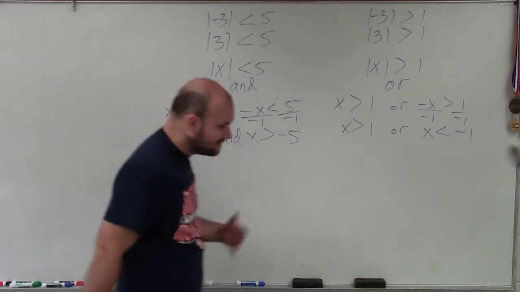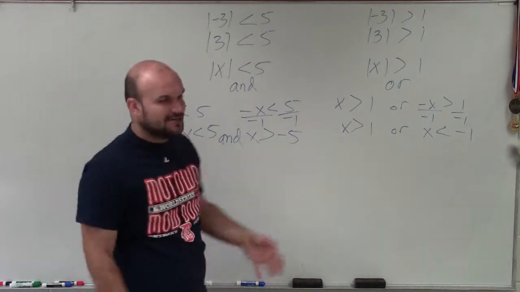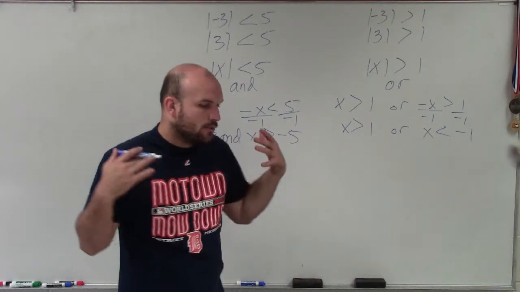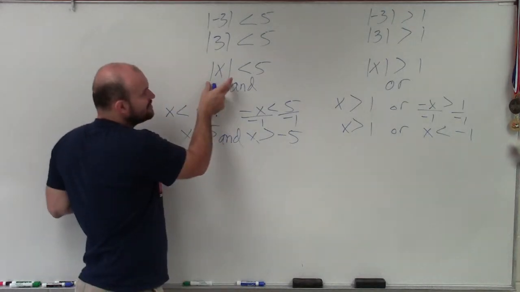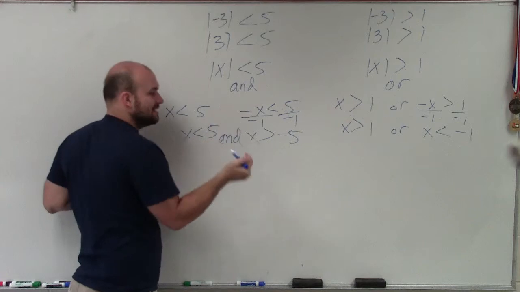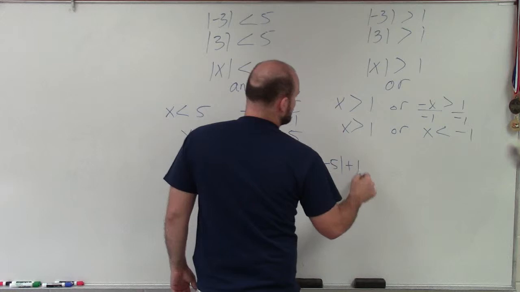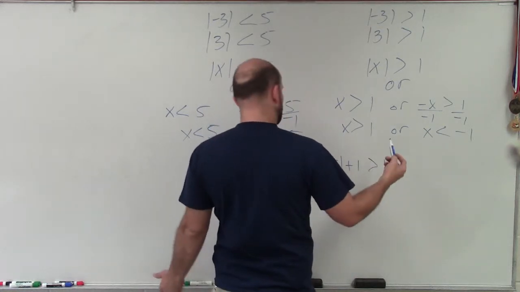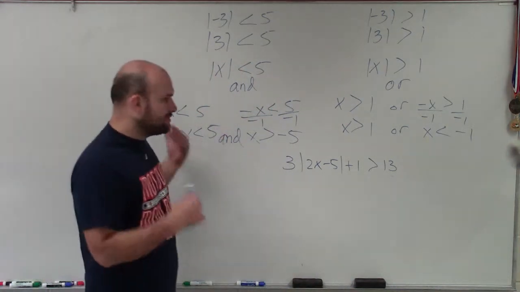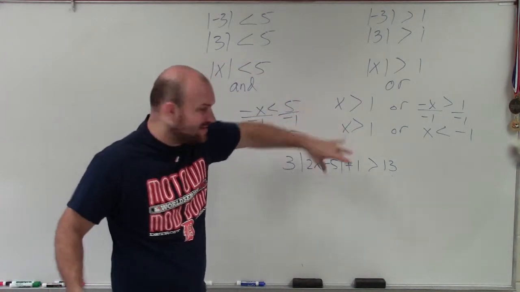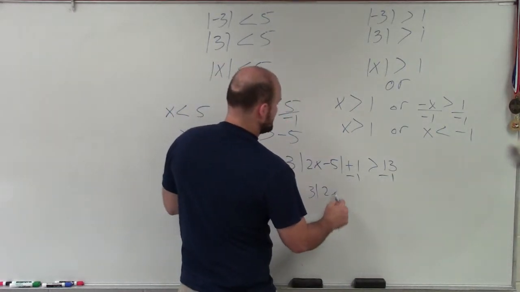Now, this is a very basic example with two very basic compound inequalities. When you have something with more operations, before you set up your two cases, notice that in each of these cases my absolute values are isolated. So if I have 3 times the absolute value of 2x minus 5, plus 1 is greater than 13, before you set up your two cases, you have to isolate the absolute value. That means get rid of the 1 and the 3. So you have to use your inverse operations.